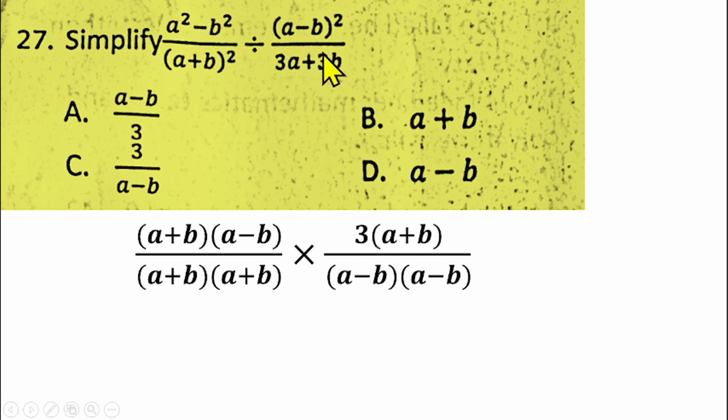And 3 is common here, you can factorize 3. So you have 3 into a plus b. And a minus b squared is a minus b in two places, which is a perfect square. From there we can reduce. A plus b will cancel a plus b, then a plus b also will cancel a plus b here. A minus b will take care of a minus b. So you're left with 3 over a minus b, which is option C for question number 27.